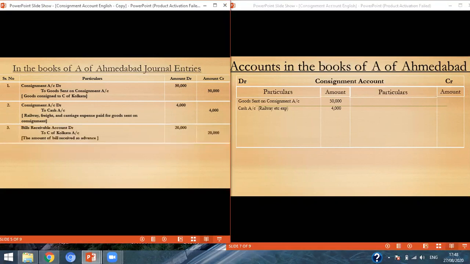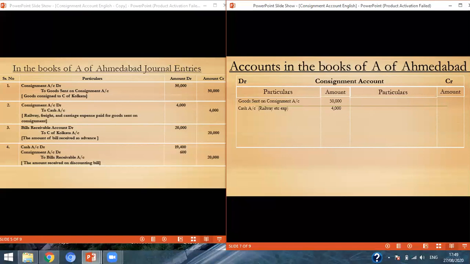Then the third entry is bills receivable account debit to C of Kolkata account. Here there is no entry and there is no effect on consignment account, so we'll go further. Here, cash account debit, consignment account debit to bills receivable. So here again consignment account is debited, so on the debit side of consignment account we will write down bills receivable account, in bracket the discount, and we'll write down the amount of discount only.